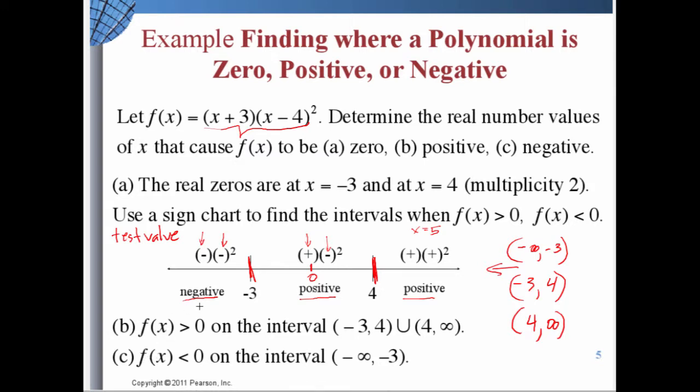And so after we've created the sign chart, we know that f is negative on the interval negative infinity to negative 3. So this sign chart, once we've created it, makes it very easy for us to describe the positive and negative nature of the function on these different intervals.